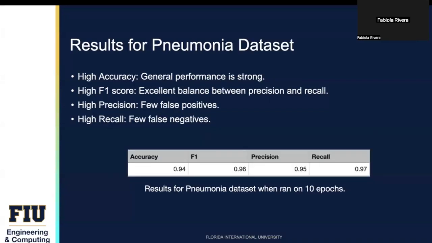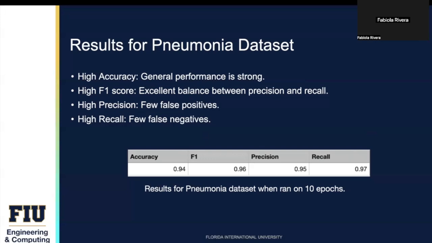And here are the results for our pneumonia dataset. So first, we have an accuracy of 0.94, which means that 94% of the predictions made by our model were correct. Now, accuracy gives us a general sense of how well the model is performing, but it doesn't tell us the whole story. Next, we have the F1 score, which is 0.96.